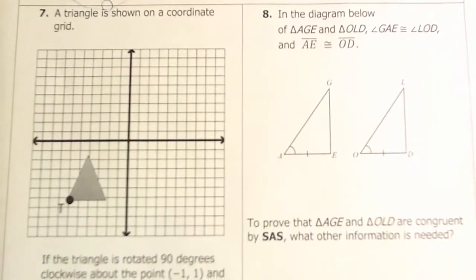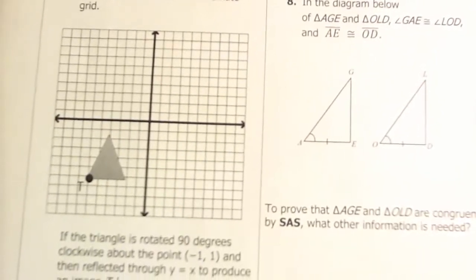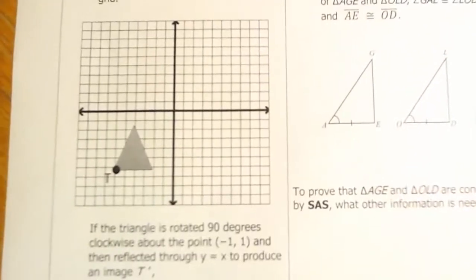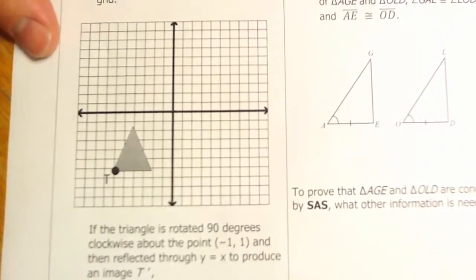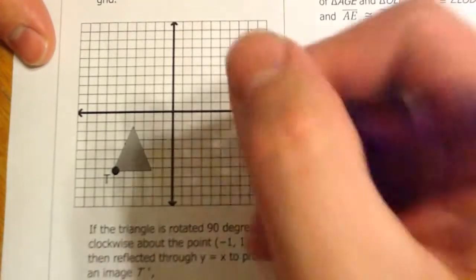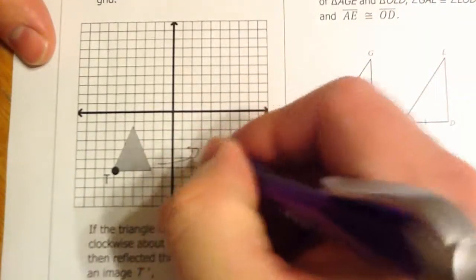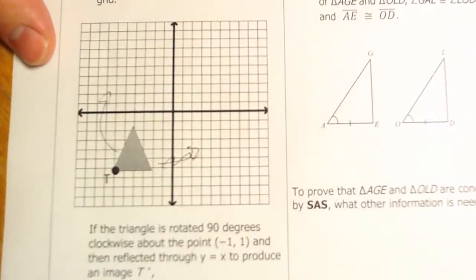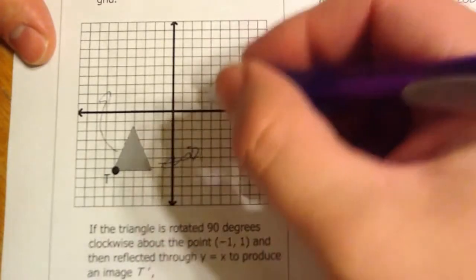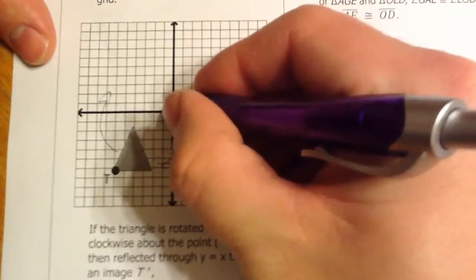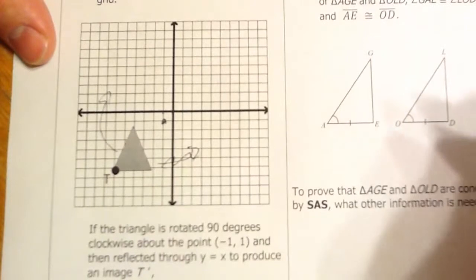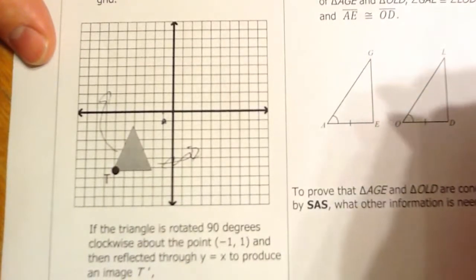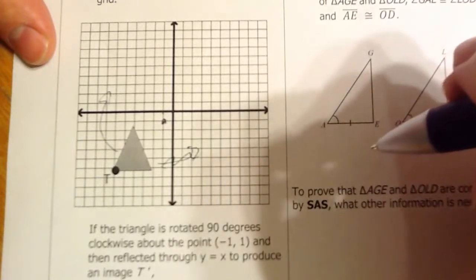Question 7. We have a triangle shown on the coordinate grid. If the triangle is rotated 90 degrees clockwise, so it's going to go this direction, about the point -1, 1, and then reflected through y equals x to produce an image T, what are the vertices of T?